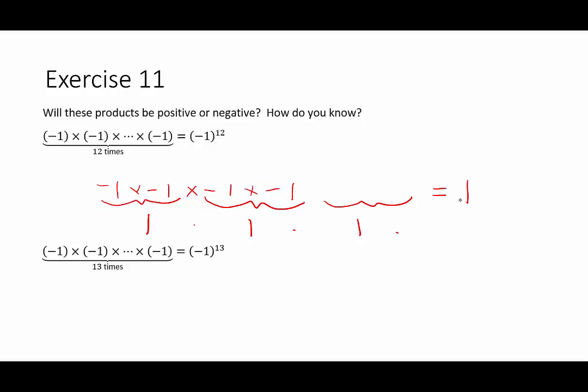And this one is a little bit different. We have a 13, so we're going to have a nice even set 6 times, and then we're going to have times another negative 1 hanging out here on the end. We would have 6 positive ones times 1 more negative 1, and that's going to leave us with a negative 1. Exponent was odd on a negative number. It caused the whole answer to become negative.